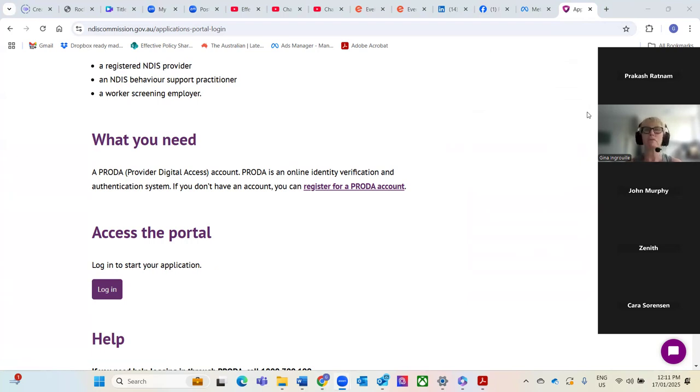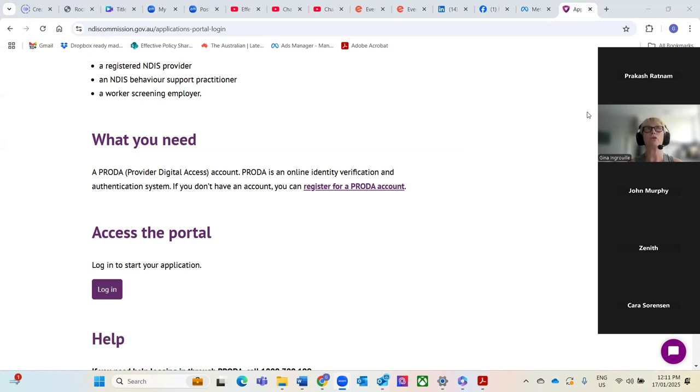Now, when people speak about doing something on the NDIS portal or the NDIS Commission's portal, they keep calling it PRODA. I've gone into PRODA and I can't find this. I've gone into PRODA and I can't find that. They're not going into PRODA. They're going into the NDIA's or the NDIS's platform, or the NDIS Commission platform. PRODA is just a gateway.